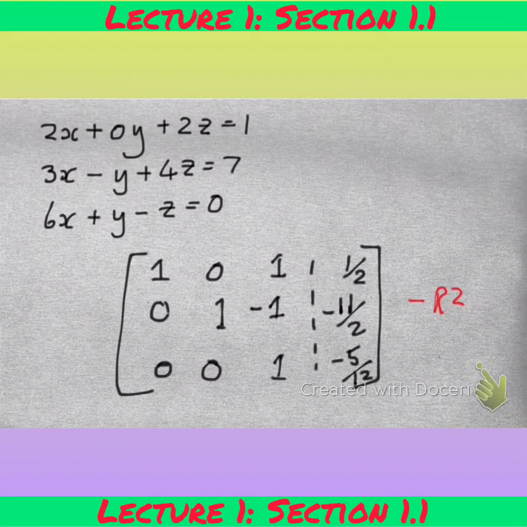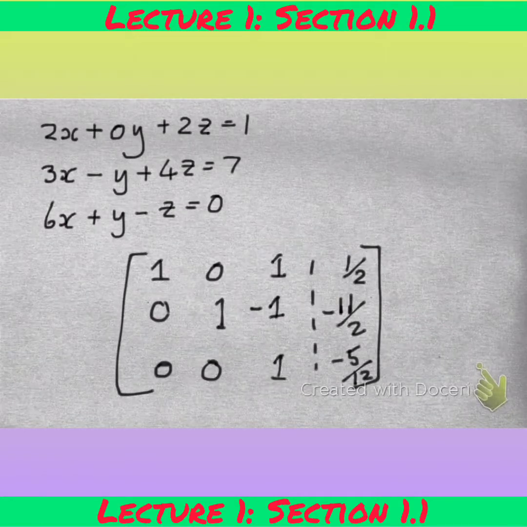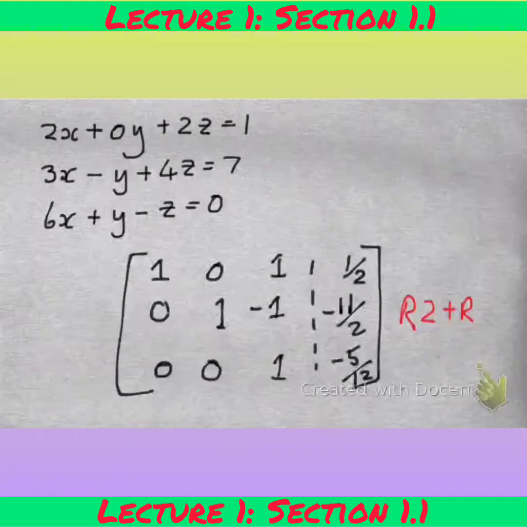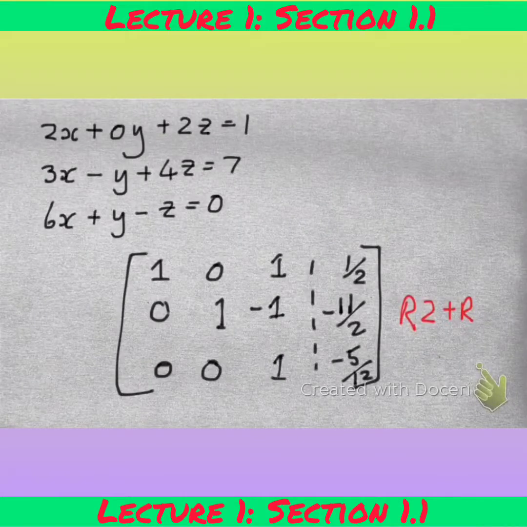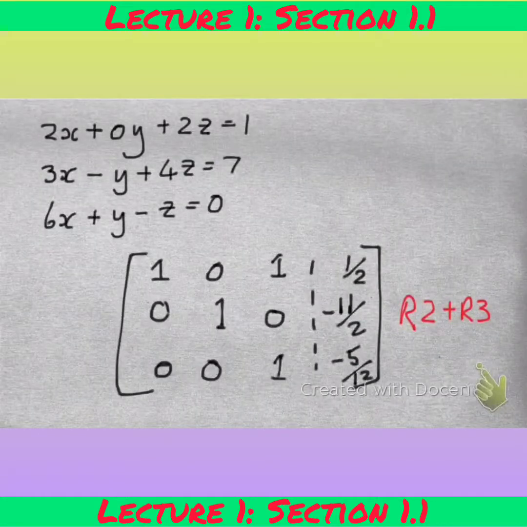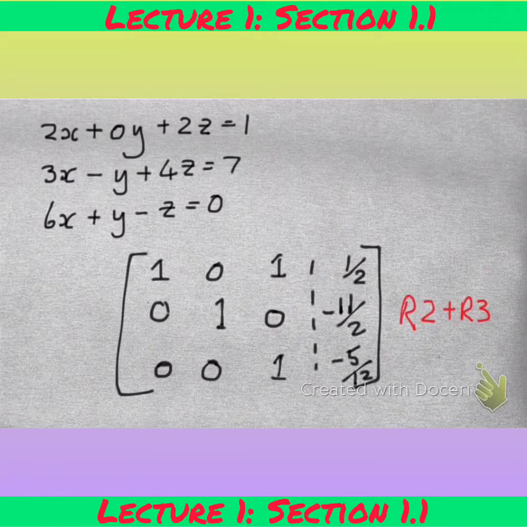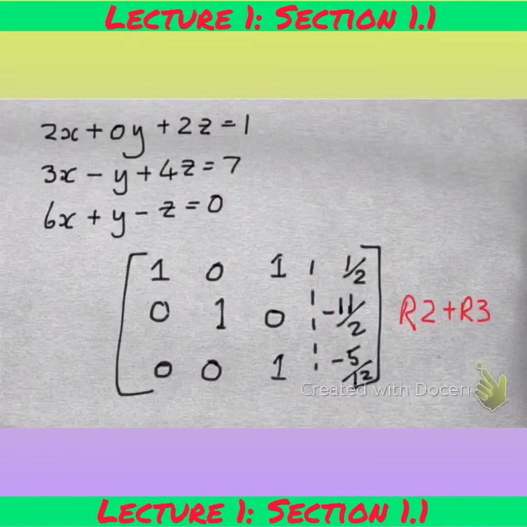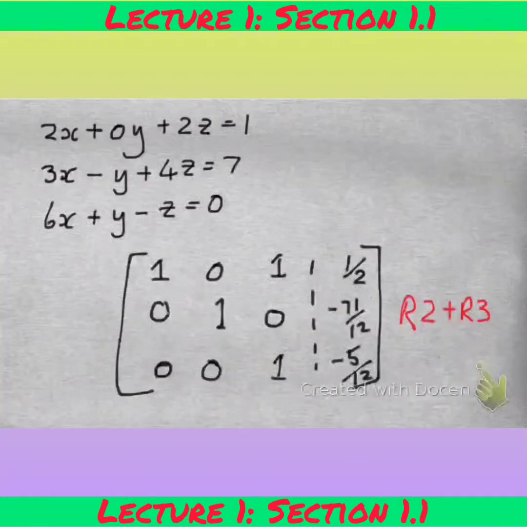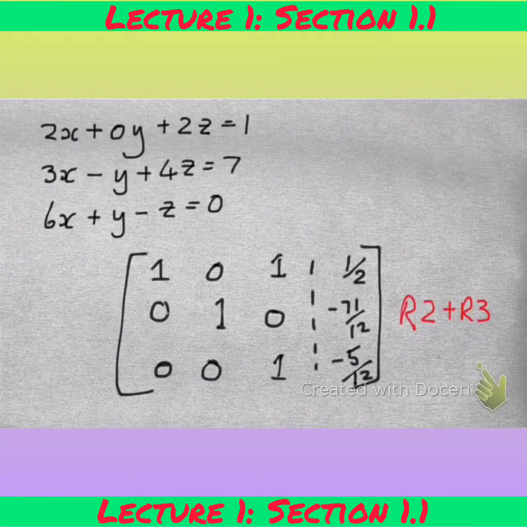And then what I'm going to do is I'm going to now change the second row by adding the third row to the second row. Right, so this entry is going to become 0, and then I'm going to add minus 11 over 2 to minus 5 over 12. And so that's going to become minus 71 over 12.